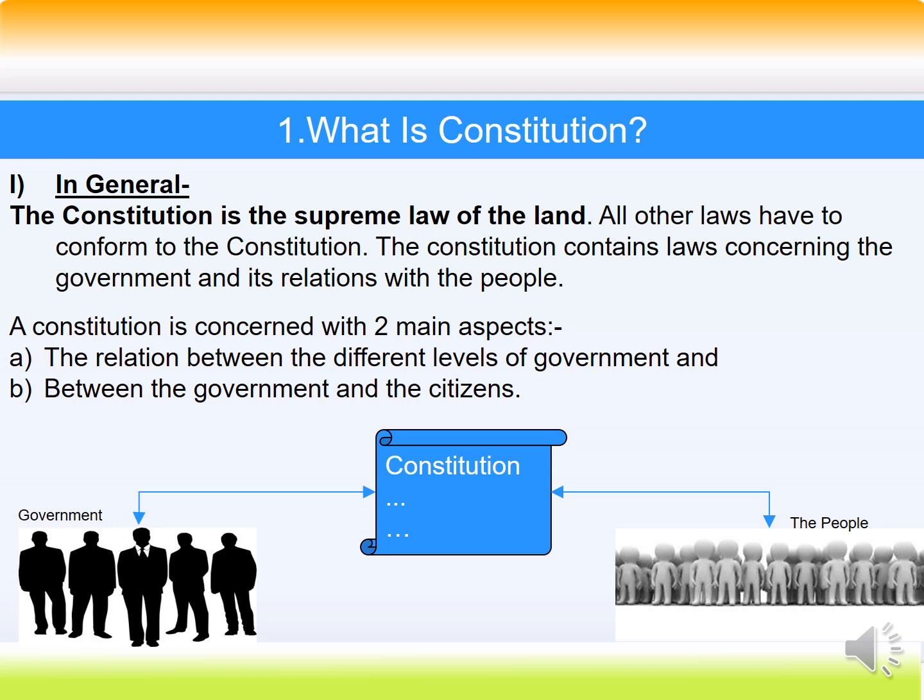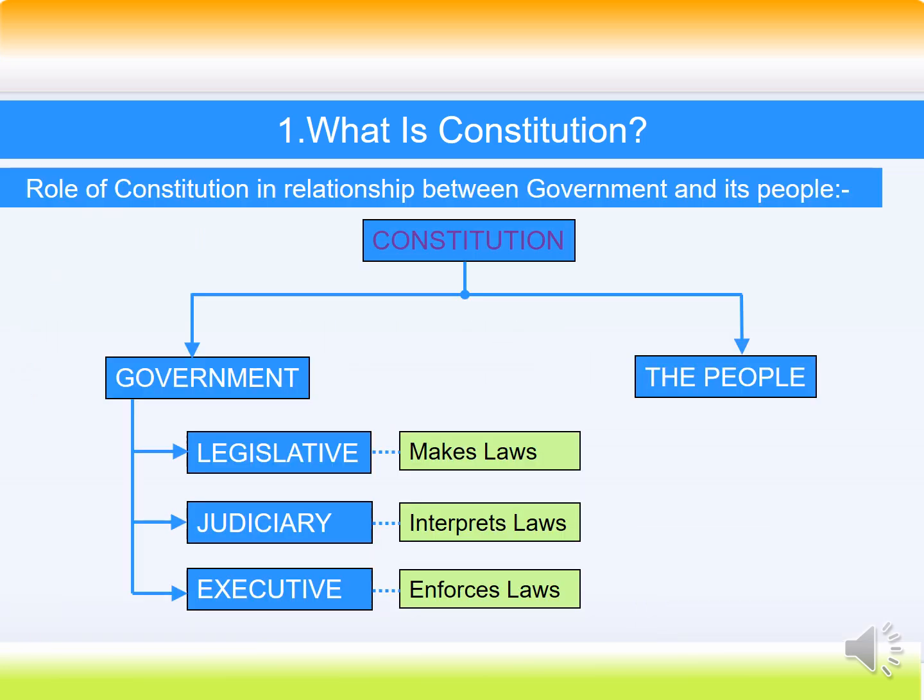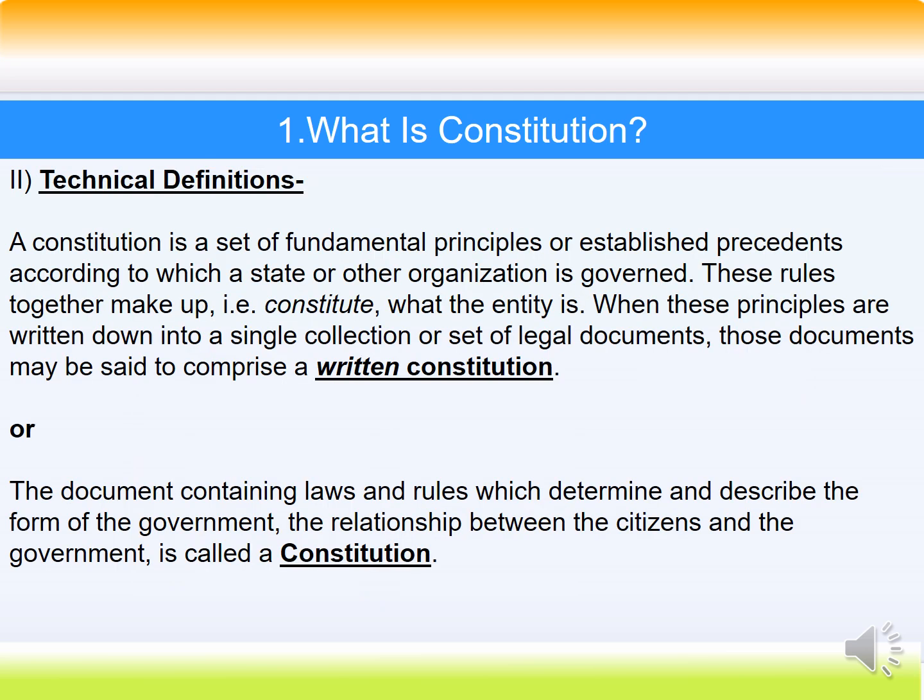A constitution is concerned with two main aspects. Number one is the relation between the different levels of the government and between the government and the citizens. The role of the constitution is in the relation between the government and its people. In the form of government, it has legislature, judiciary and executive. The work of the legislature is to make the laws, the judiciary interprets the laws, and the executive enforces the laws. So this is the important aspect of our constitution and the working of the 3 centers which I have discussed just before.